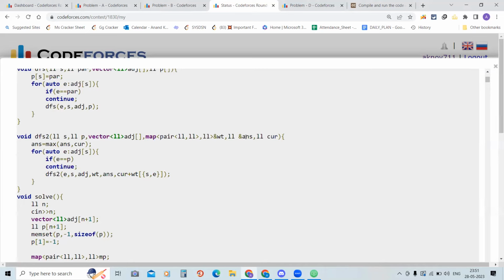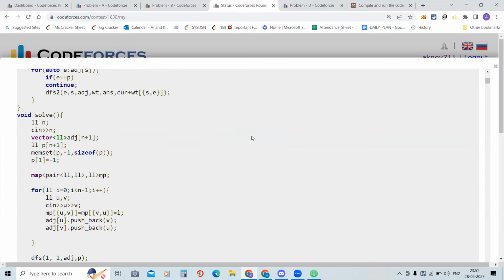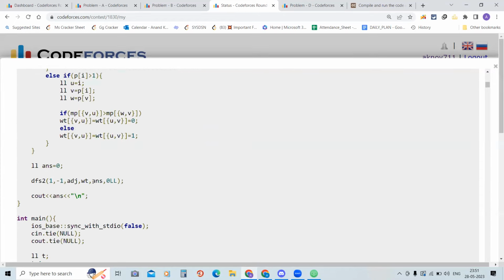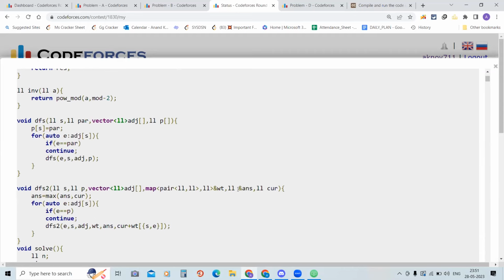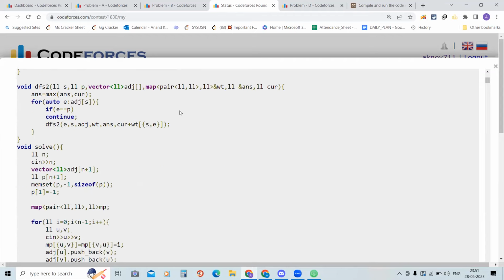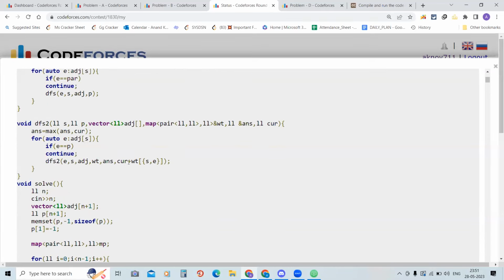We are passing answer by reference so that no copy of answer is obtained, and so that whatever is the final answer is stored in this answer. Otherwise a copy of answer will be sent to this DFS call and answer will be 0 at the end. Finally, we want answer to be updated each time the recursion is called. So that's why we're passing answer by reference. The time complexity is not linear, but n log n, because we are also calling the weight of this edge. This is a map now, and a map takes logarithmic time. So n log n you can say.